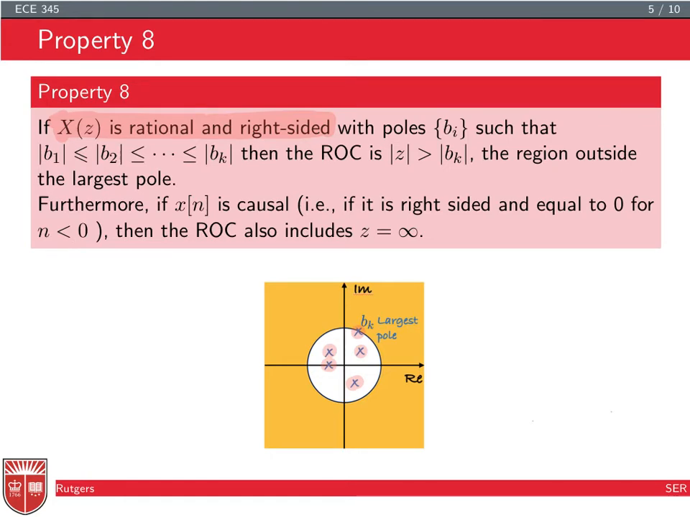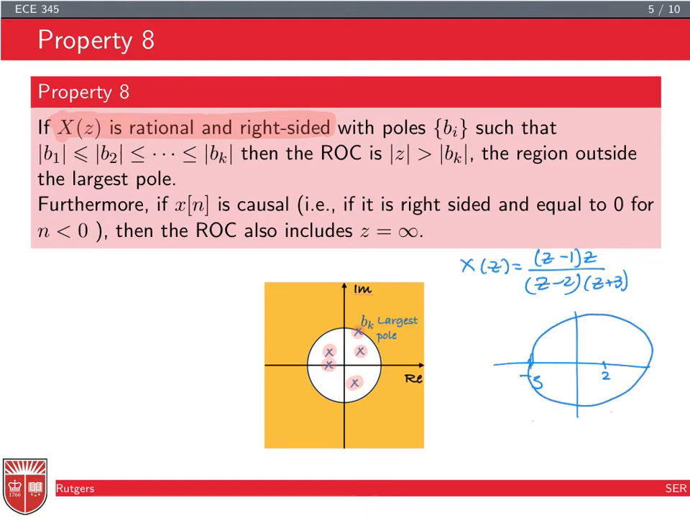So let me give an example. The idea is simple, but I'll give an example just to make sure we're all on the same page. So let's suppose X(z) is equal to (z minus 1) times z divided by (z minus 2) and (z plus 3). So we know here that on the z-plane we have two poles. We have a plus 2 pole and we have a negative 3 pole. And now we know that the largest pole, largest in magnitude, is going to be 3 or negative 3.